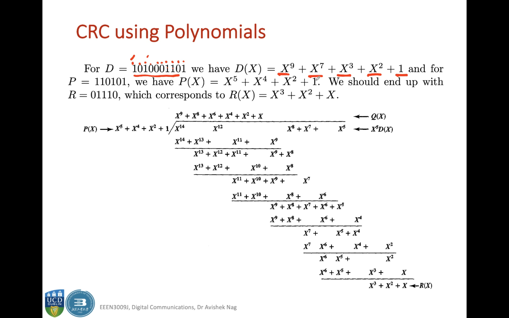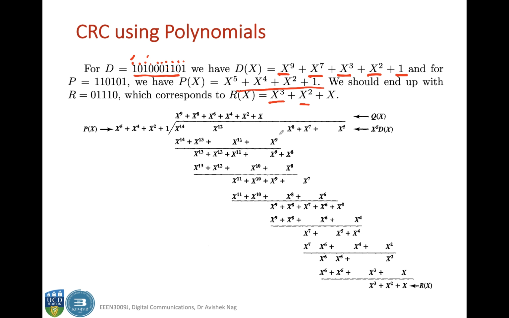Okay, so this is the polynomial form, and for the P we have this. Now we should end up with R equal to 0 1 1 0, which corresponds to this. So let's see if that is the case.